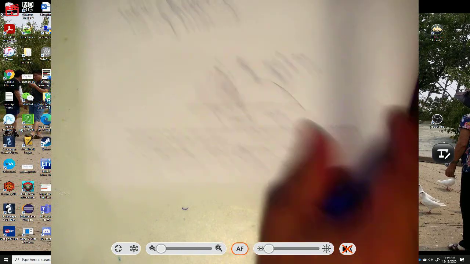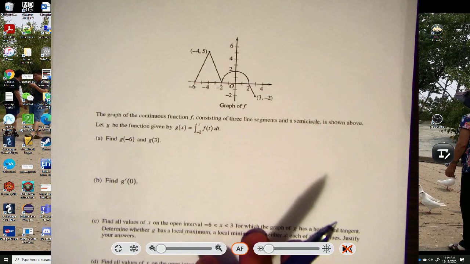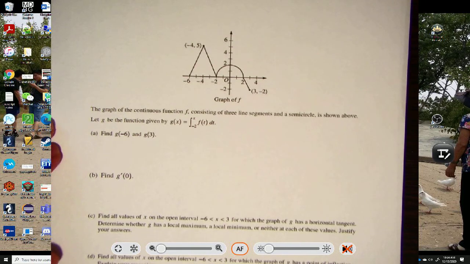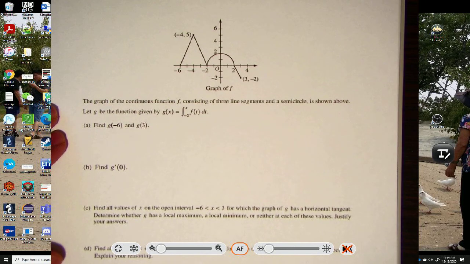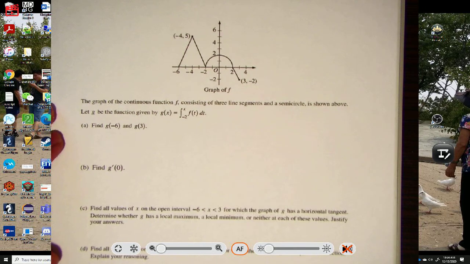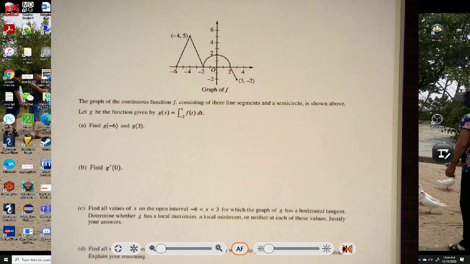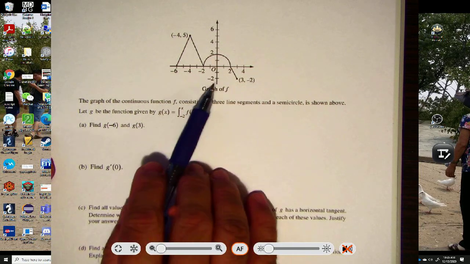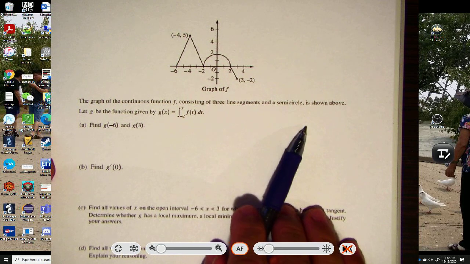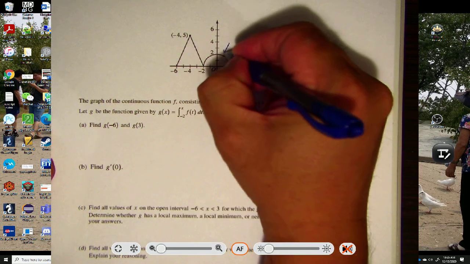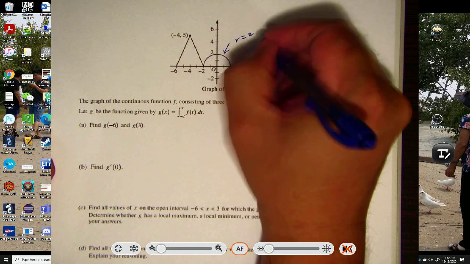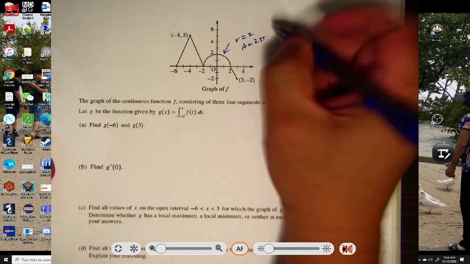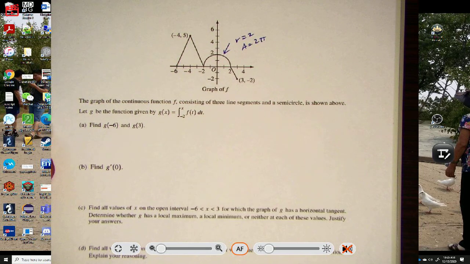Page 2. This is a full-blown free response question from the 2013 AP Calculus test. This is an accumulator function, and what we're going to do is explore most of the possible ways they can ask it. The graph of the continuous function is given above, and it consists of 3 line segments and a semicircle. See the semicircle? Again, it's a radius of 2, so the area is going to be 4 pi divided by 2, which is 2 pi.